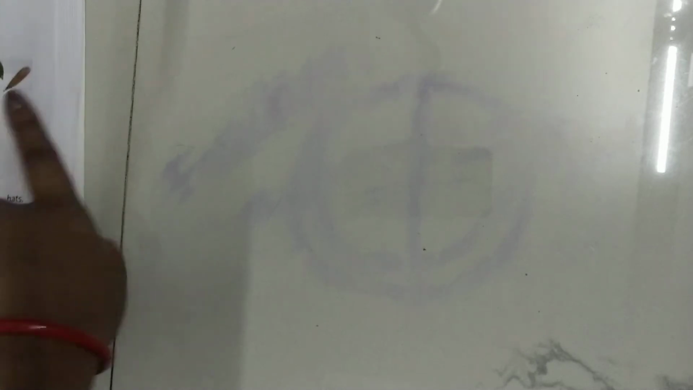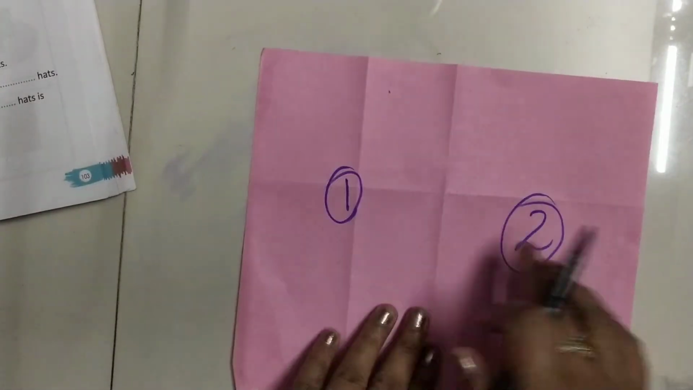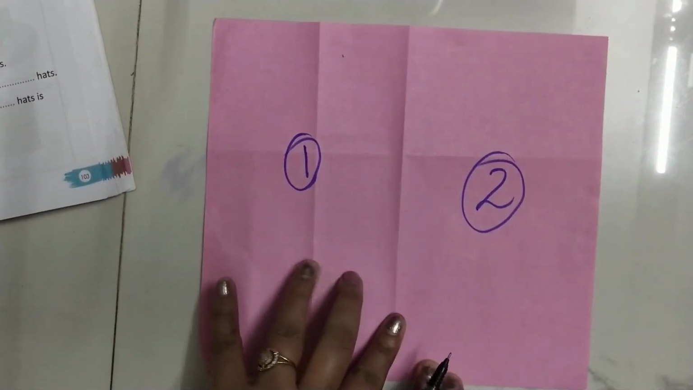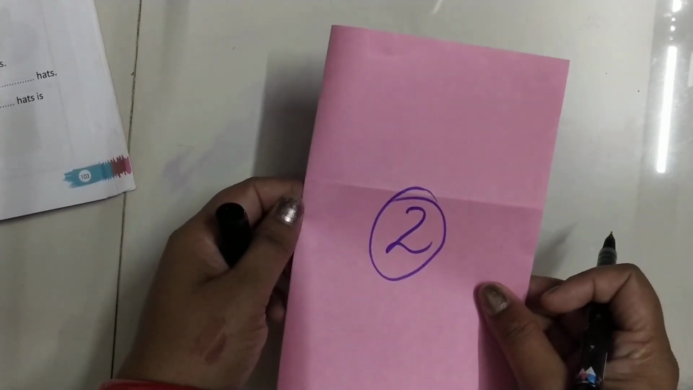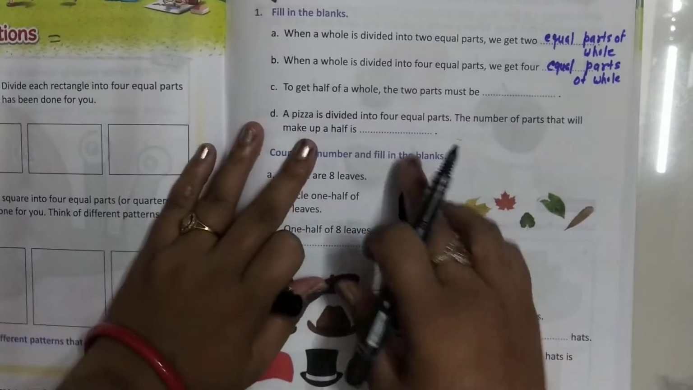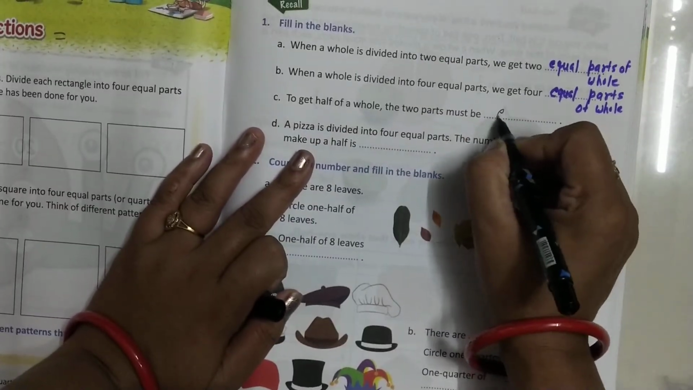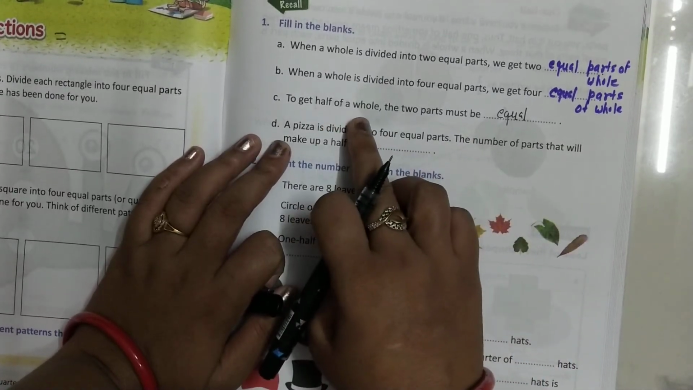Okay, so write it here. To get half of the whole, it means here it will be the whole, and I want the half, this one. So when I get the half, I divide the whole into 2 equal parts. To get half of a whole, the 2 parts must be equal. When 2 parts are equal, then it is half of a whole.